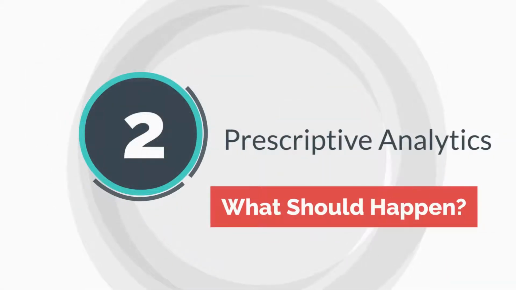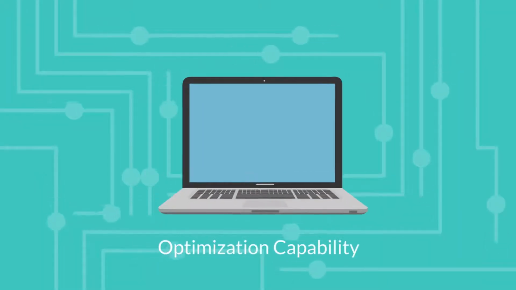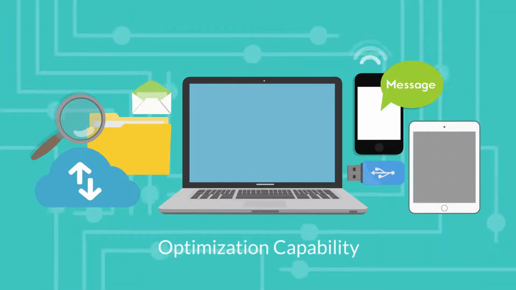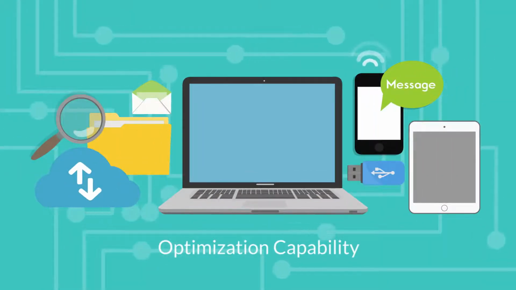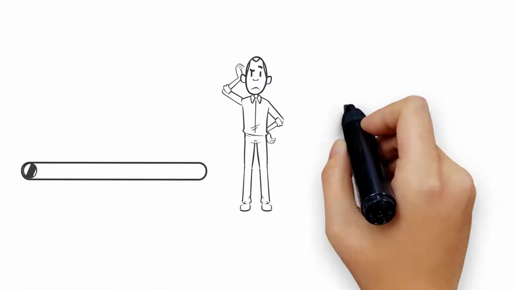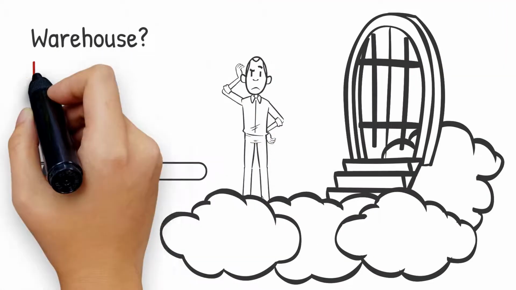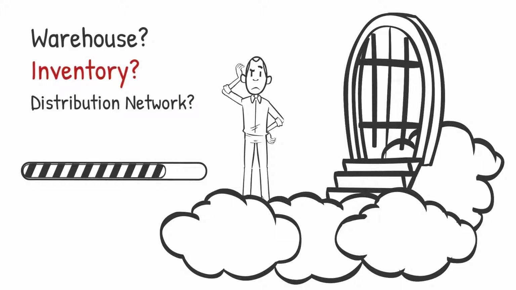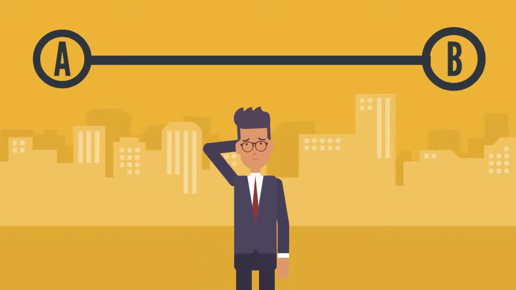Prescriptive analytics is the use of data to find out what should happen in the future. It uses predictive analytics as a foundation, then adds optimization capability. Questions that usually arise in a planner's head would be, where should I locate my next warehouse? How should I position inventory to provide a reasonable level of customer service at a reasonable cost? Is it better to ship from the factory to a distribution center via rail or truck?